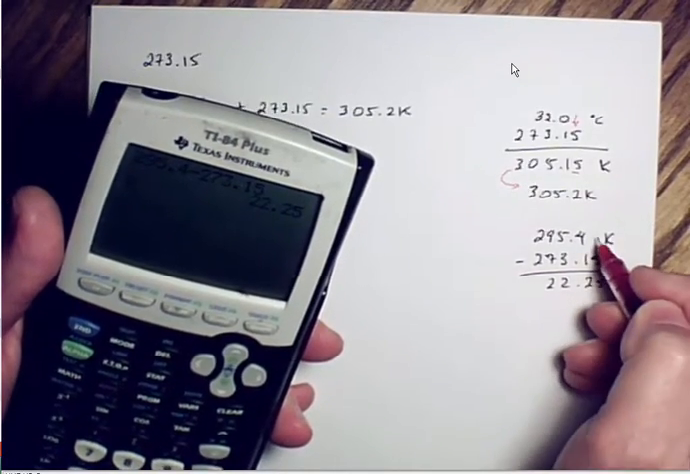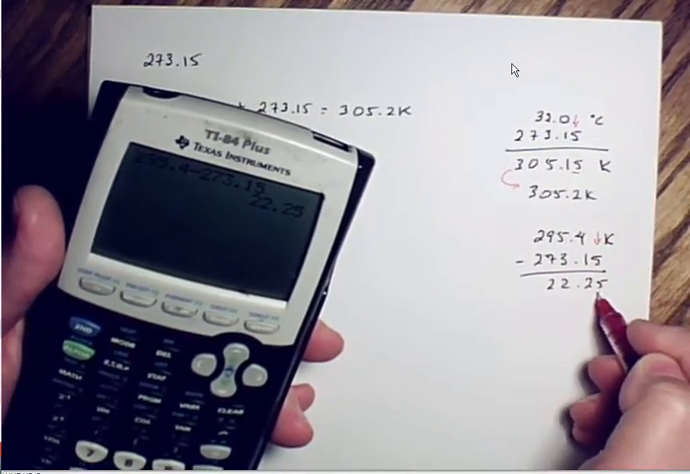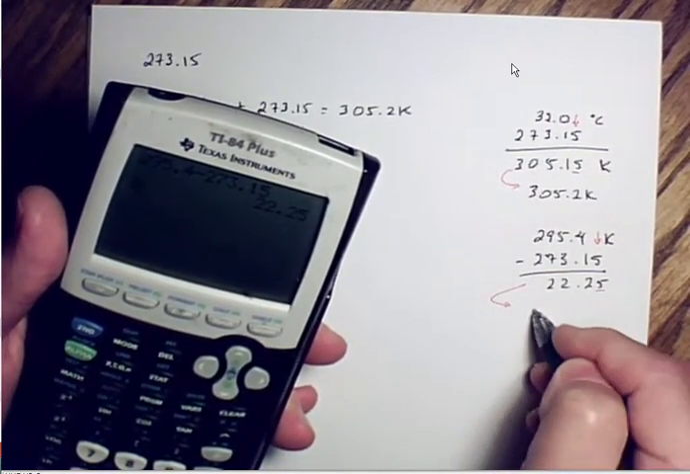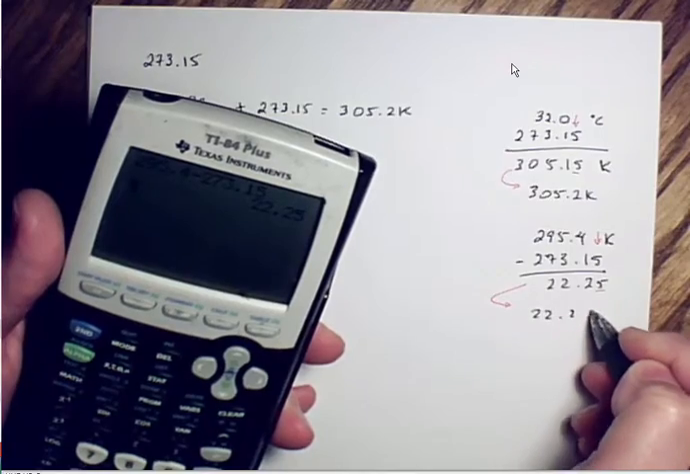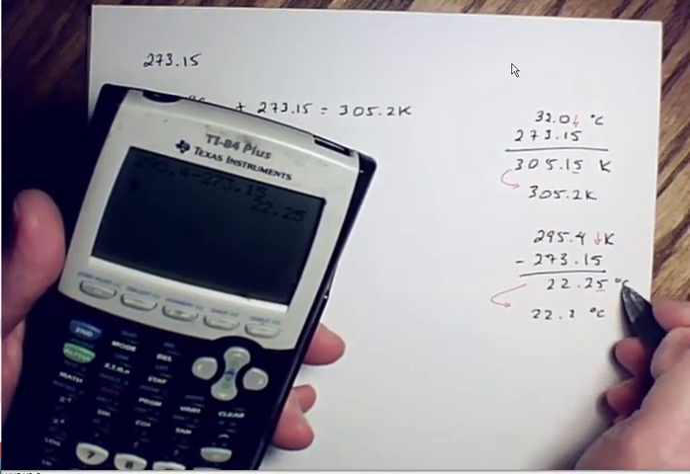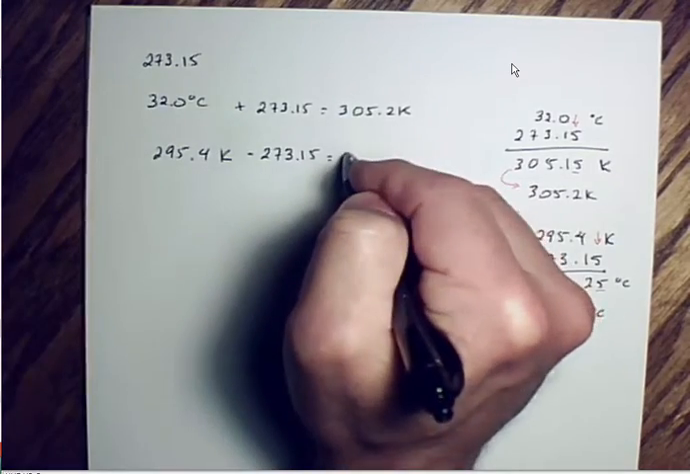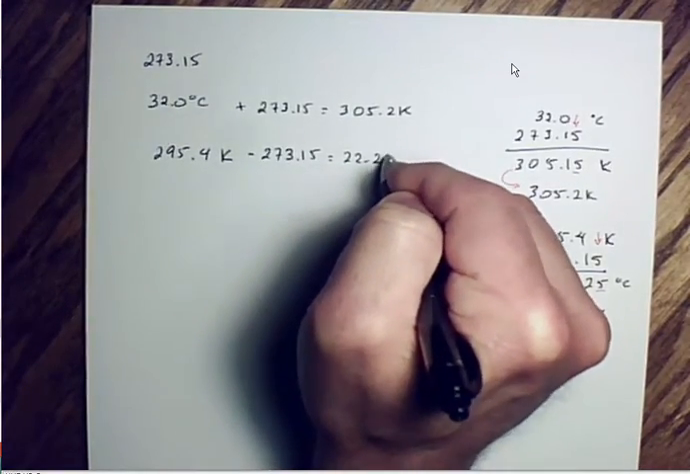22.25, but there's that empty slot, so we get 22.2, and this is degrees C now. Okay? Why is it 9? Oh, we're subtracting.